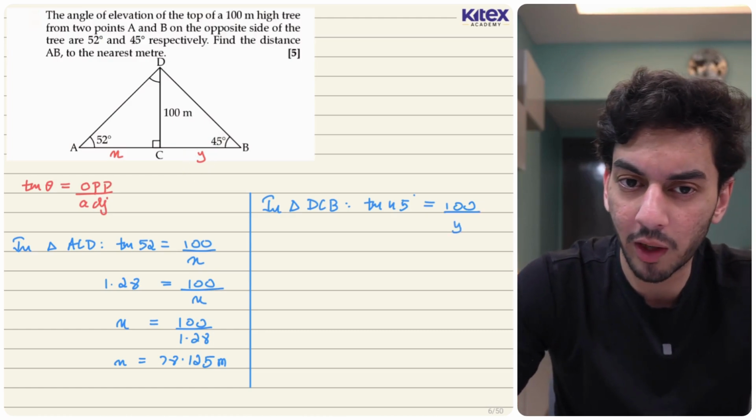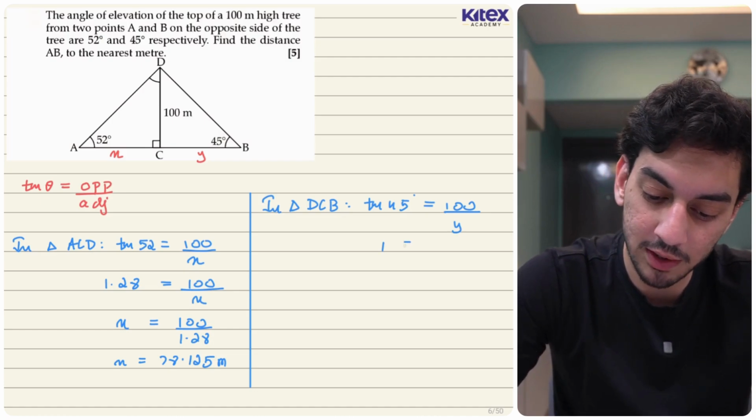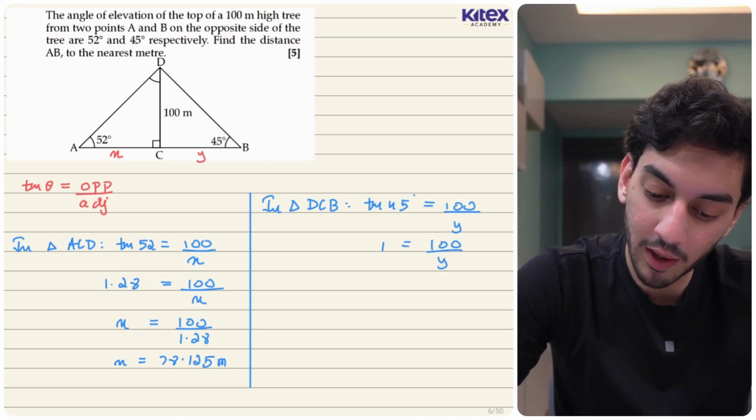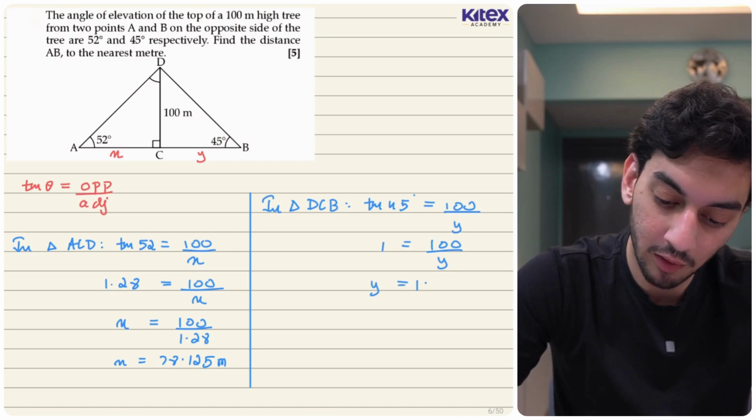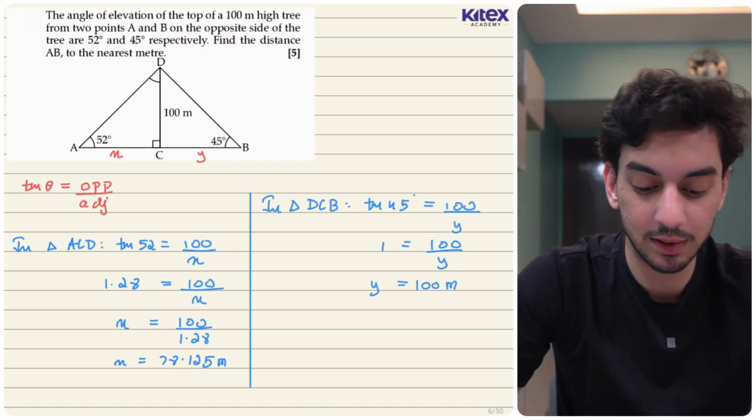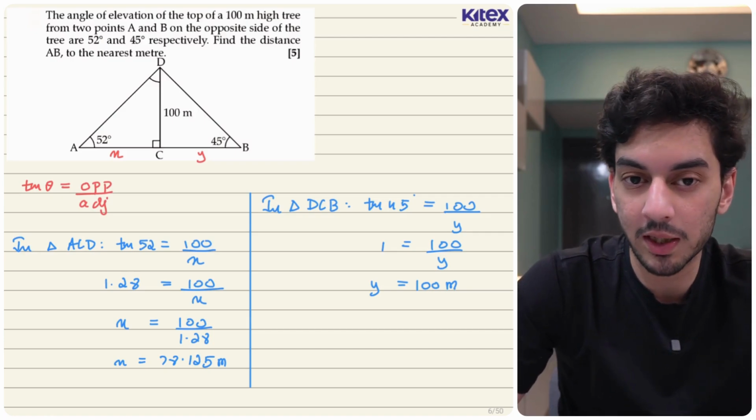Okay, now we all know tan 45 is 1. So I just write 1 is equal to 100 over Y. Y goes to the other side and Y is equal to 100 meters. Okay, what do we need? We need the distance AB.